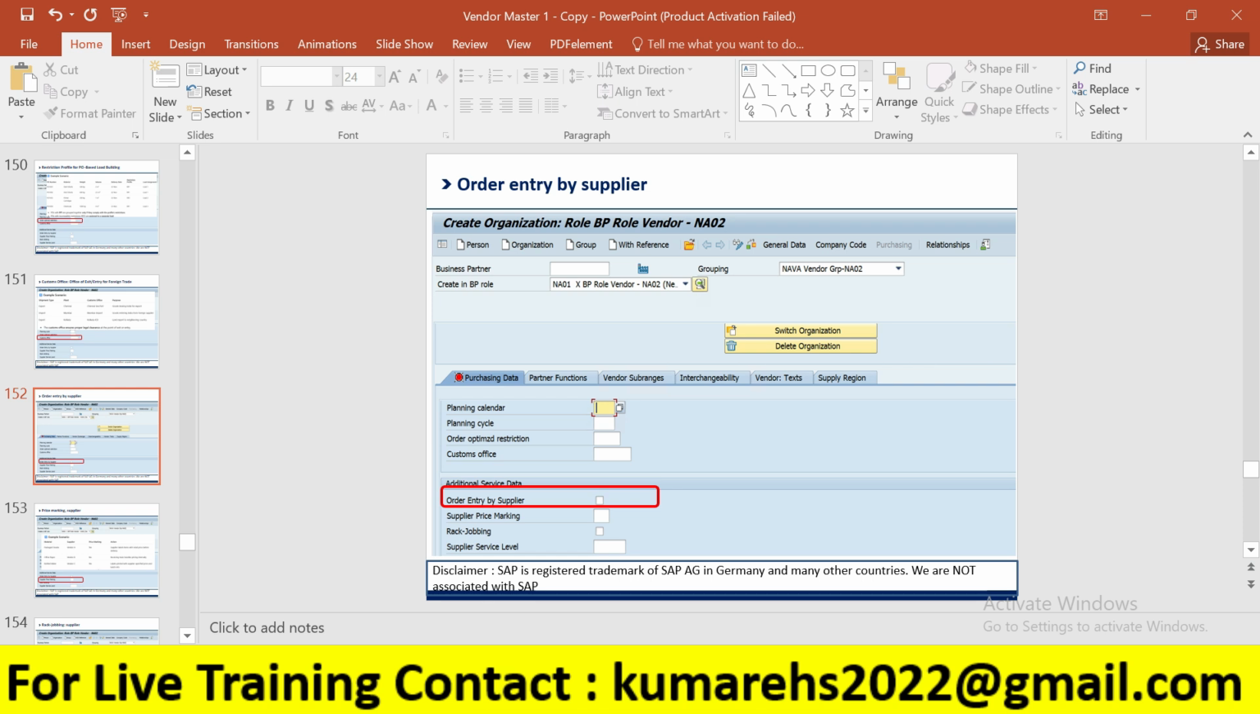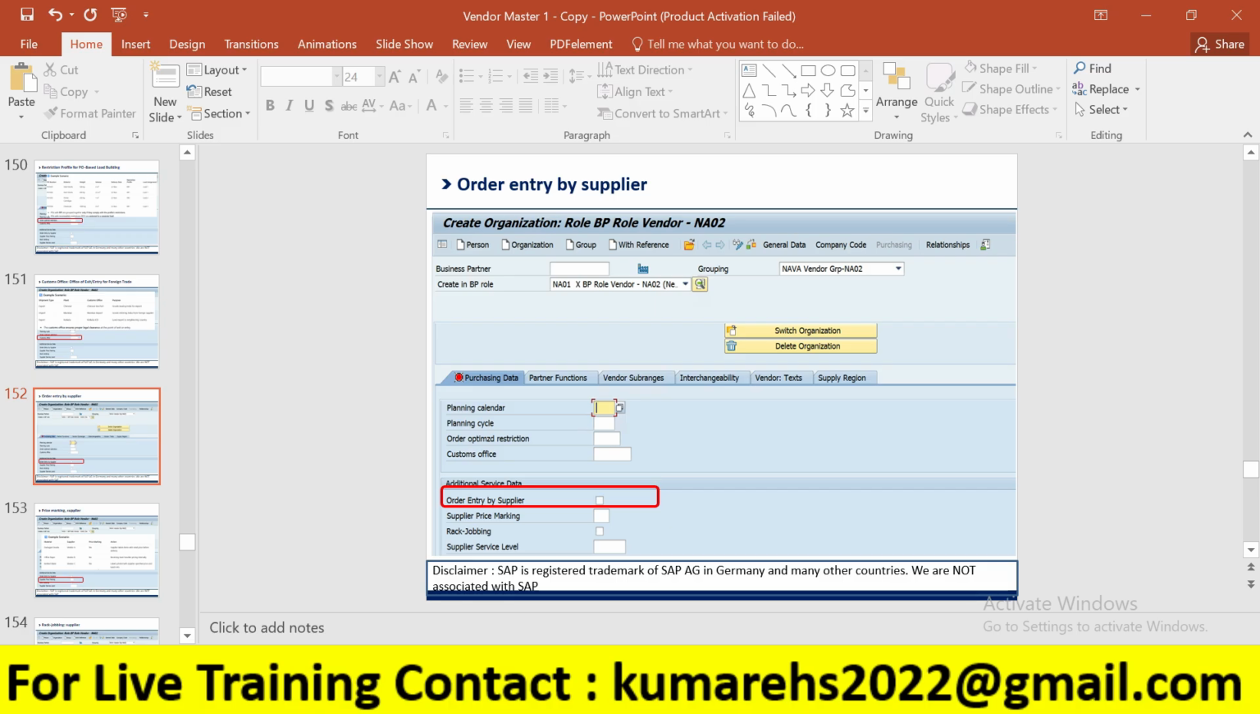Vendor C, VMI is yes. Order entry by supplier is active. Supplier updates delivery schedules automatically via EDI, electronic data interchange. In the VMI scenario, the supplier monitors inventory and creates orders in SAP, eliminating manual purchase order entry.